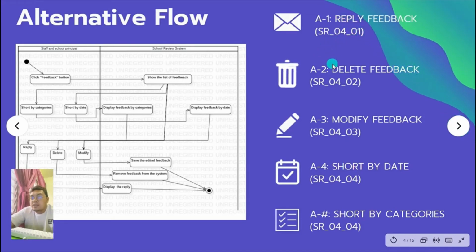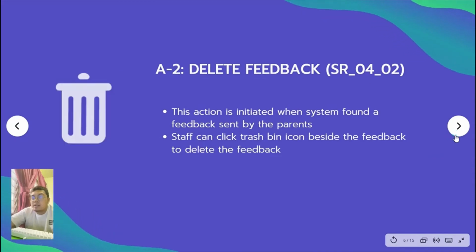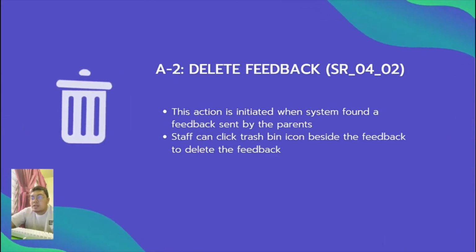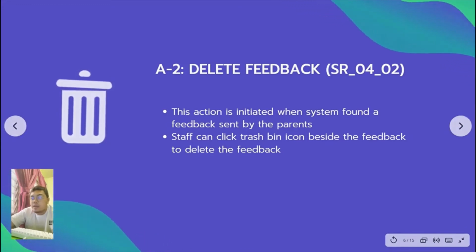The first is reply feedback. This action is initiated when the system finds a feedback sent by the parents. The system will display a reply button to reply to the feedback. And then alternative 2, delete feedback. This action is initiated when the system finds a feedback sent by parents. Staff can click the trash bin icon beside the feedback to delete the feedback.